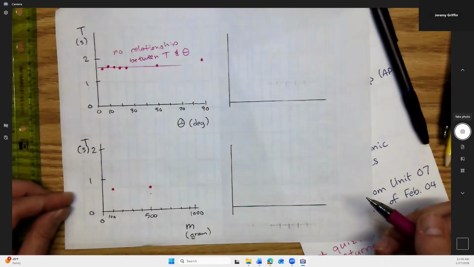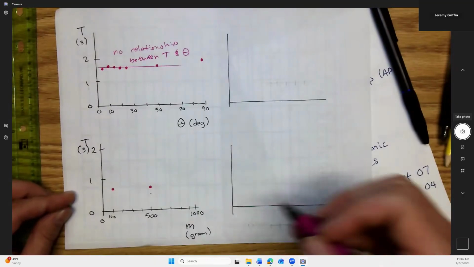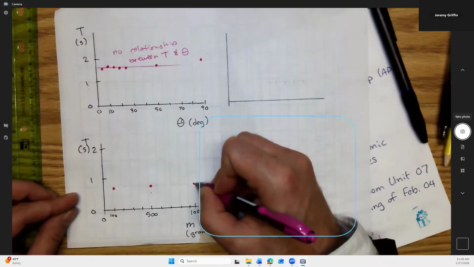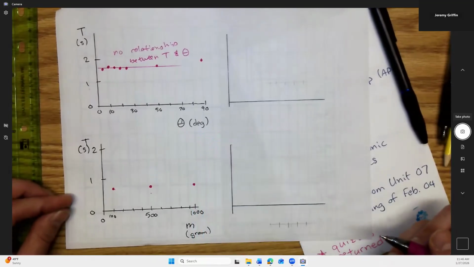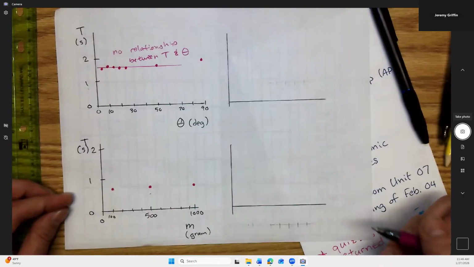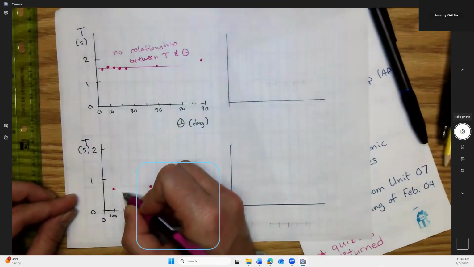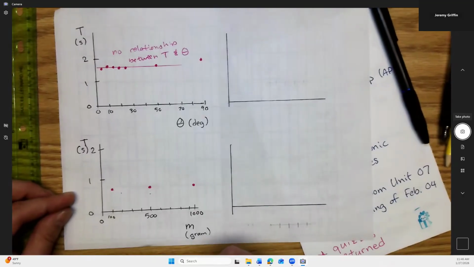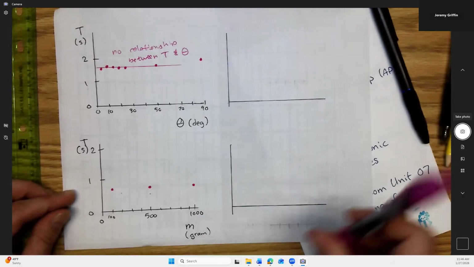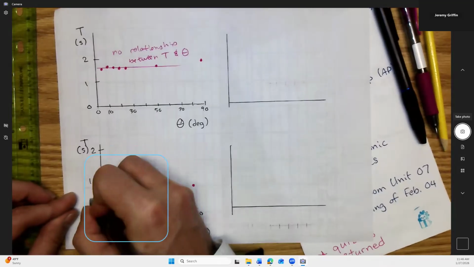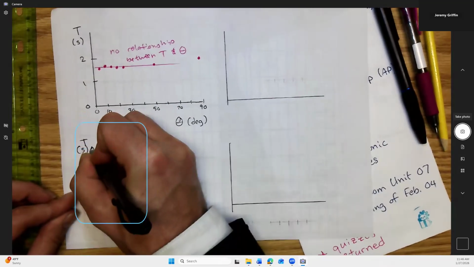What else you got? 1,000 grams to 1.7 seconds. Huh. Same time. All right, what else you got? 200 grams to 1.5 seconds. I'm so sorry, I messed up my scale. That's all right. I'm just going to put 1 here, and I'll put 2 here.